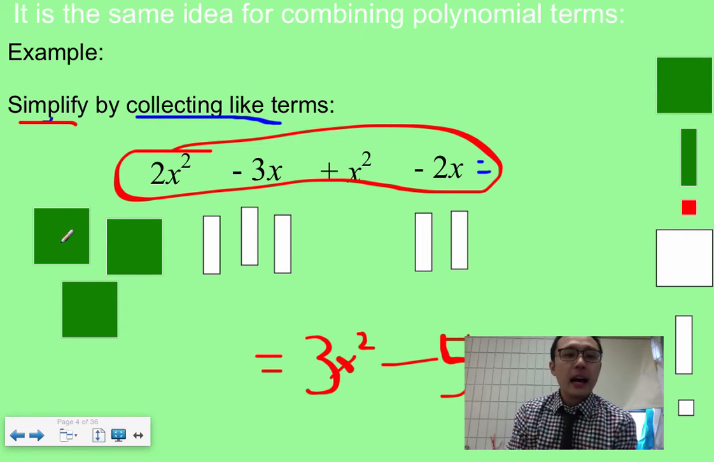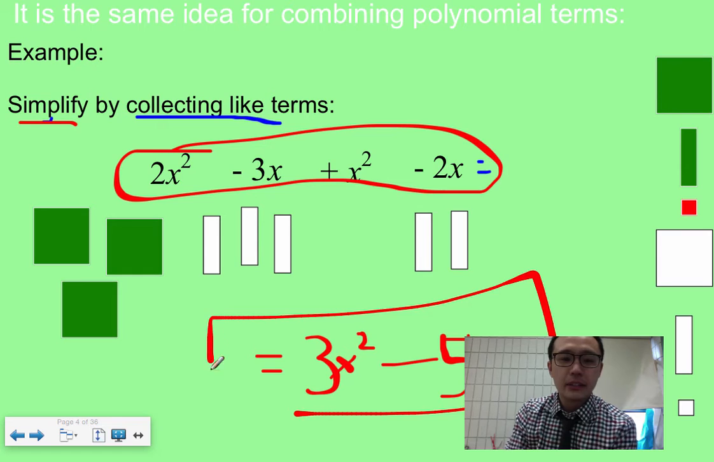So make sure that after you have transferred all this into your shapes, don't forget to simplify and combine them and write out your answer. The shapes are not really completely the answer. You have to rewrite this into this form.